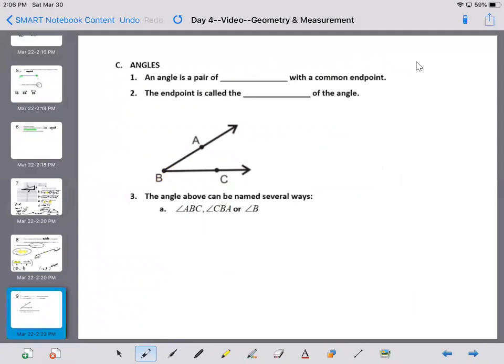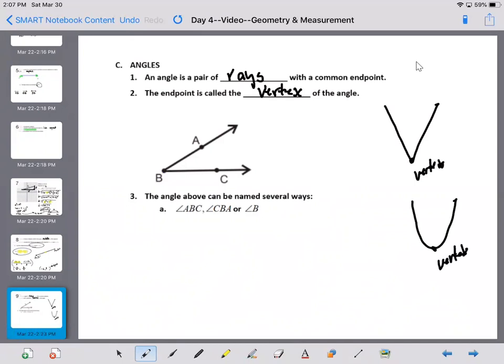All right, let's switch to the topic of angles. And an angle is just a pair of rays with a common endpoint. And that common endpoint, like your absolute value graph, remember, that's called your vertex. And also on a quadratic, our minimum value or maximum value is also called a vertex. And B would actually be the vertex of this angle.